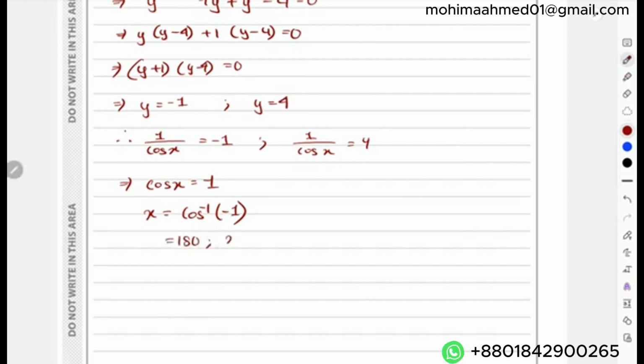So the second value over here is going to be what? 360 minus 180. That's again going to be 180. So we just accept 180 over here. Wait, maybe I'm making some mistake. Cos inverse of minus 1.